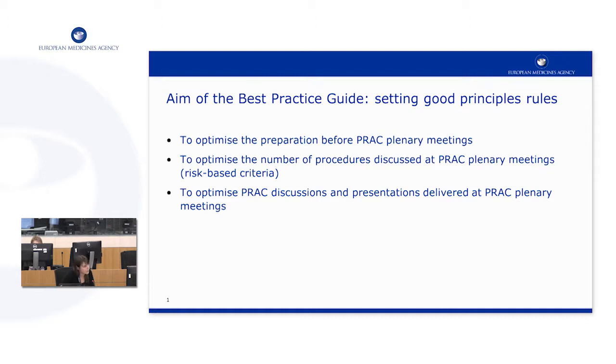So now I will go through this. The aim of this best practice guide on setting good principal rules is to optimize the preparation before PRAC plenary meetings, to also optimize the number of procedures discussed at PRAC plenary meetings. And this is based on risk-based criteria. I will actually go through them later on, and I think it was mentioned several times during the previous presentation. So finally, you will know everything about these criteria. And the aim is also to optimize PRAC discussions and presentations delivered at PRAC plenary meetings.